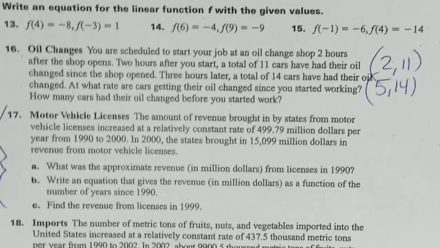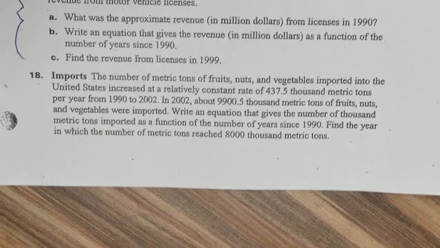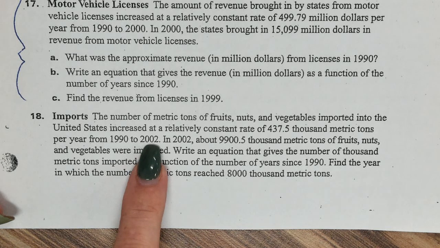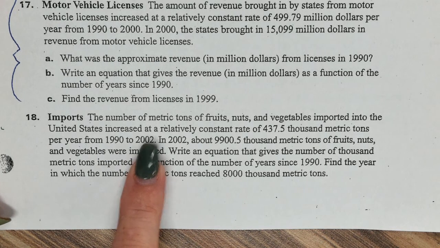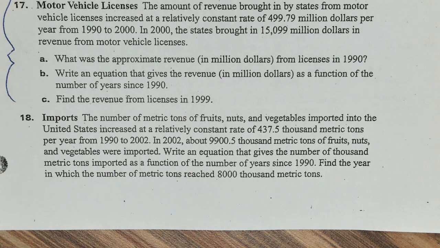When you do number 18, be careful. When it's talking about years from 1990 to 2002, you're going to do points, but 1990 would be 0, because that's the starting year. 1991 would be 1. 1992 would be 2. Does that make sense? So when you're making your points, you're counting from 1990. All right, get busy.